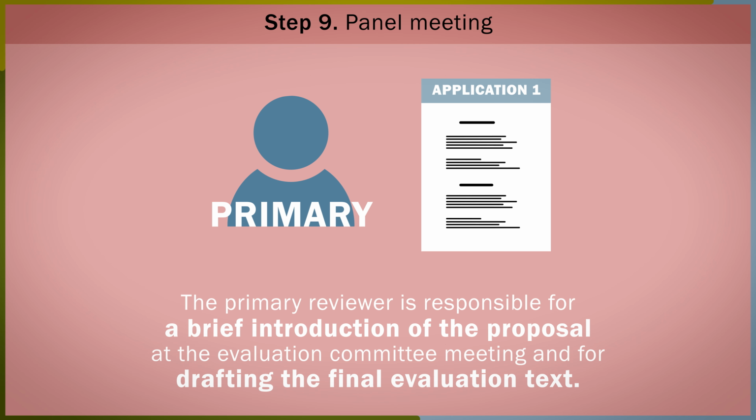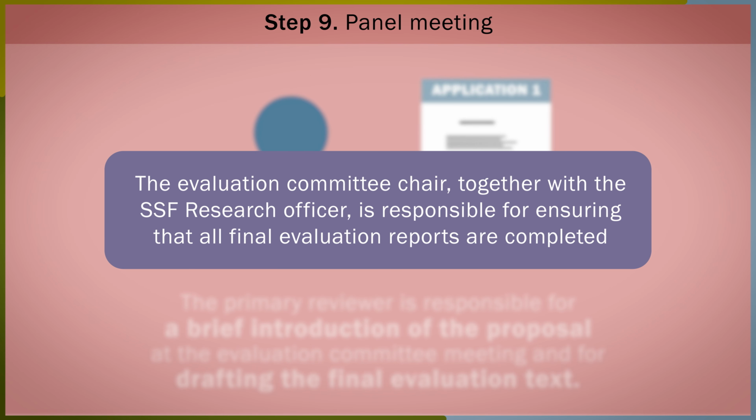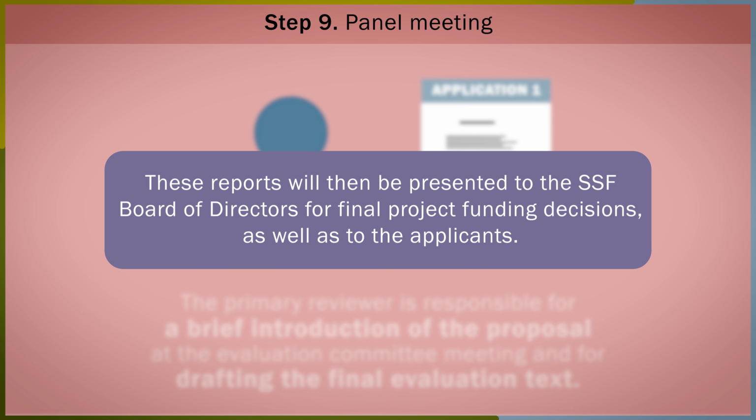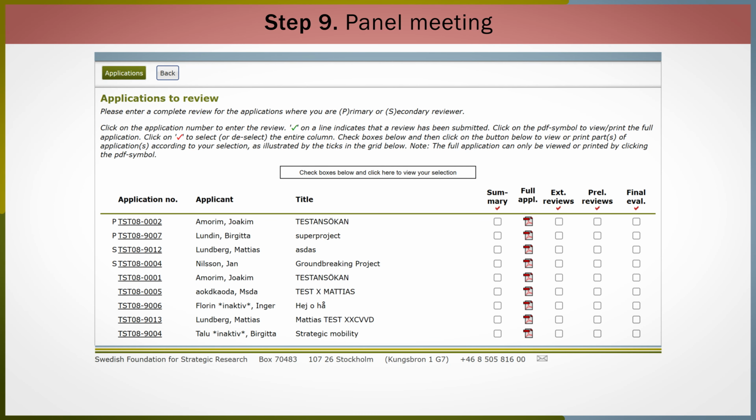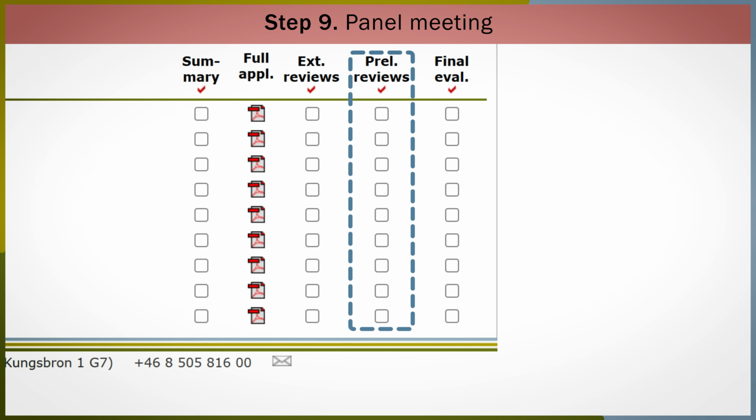The primary reviewer is responsible for a brief introduction of the proposal at the Evaluation Committee meeting and for drafting the final evaluation text. The Evaluation Committee Chair, together with the SSF Research Officer, is responsible for ensuring that all final evaluation reports are completed. These reports will then be presented to the SSF Board of Directors for final project funding decisions, as well as to the applicants. Before the panel meeting, we encourage you to consult the reviews from the other two evaluators. You find them in the column PREL Reviews.